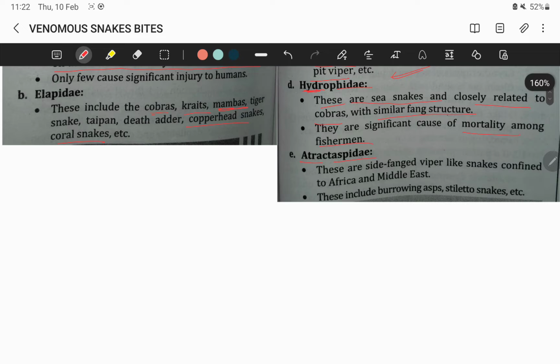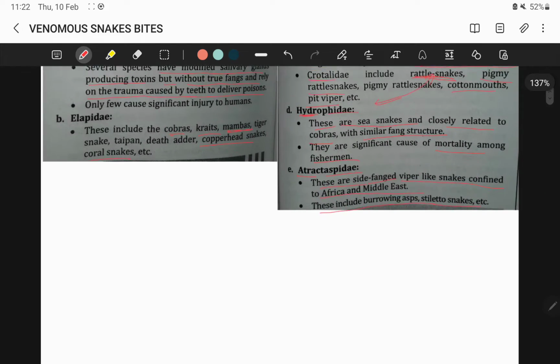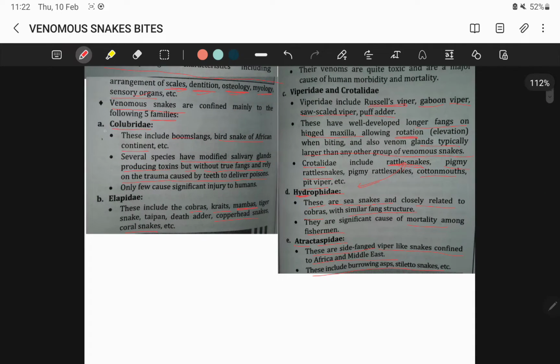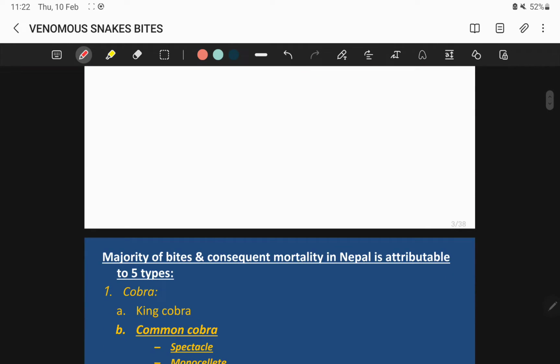Atractaspididae. These are hard to pronounce names for me, so please don't mind. These are side-fanged viper-like snakes confined to Africa and the Middle East, and these include burrowing asps and stiletto snakes. So: Colubridae, Elapidae, Viperidae, Crotalidae, Hydrophiidae, and Atractaspididae. I think I made some mistakes while pronouncing that; please forgive me.